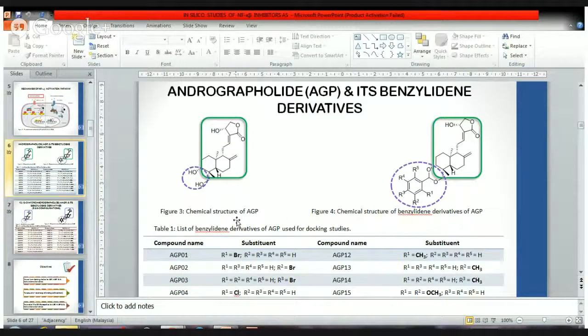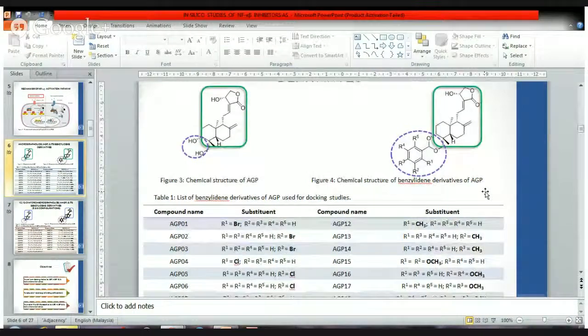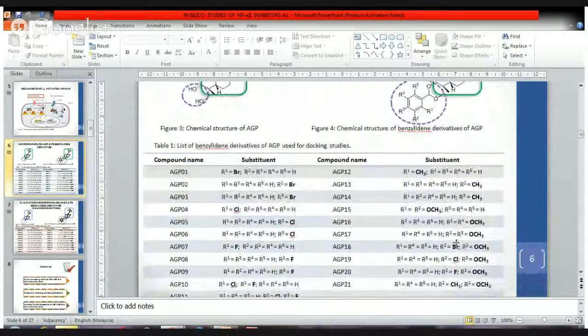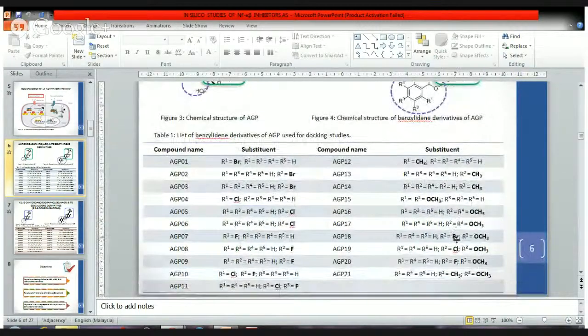And the differences are that for AGP, there is a presence of two hydroxyl groups at carbon number 3 and 19. While for the benzylidene derivatives of AGP, there is a benzene ring attached with various kinds of substituents. So the type of substituents that I've used for docking studies is shown in the table below. 21 types of benzylidene derivatives of AGP.